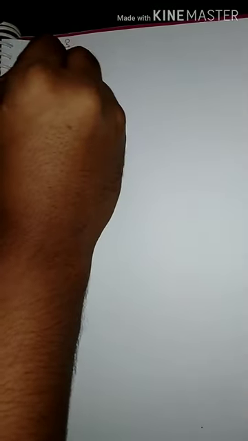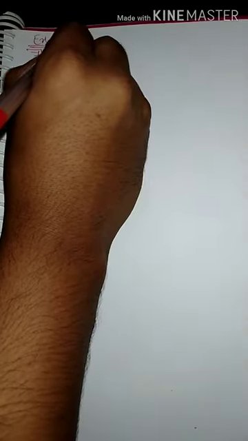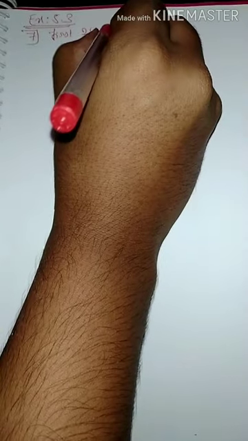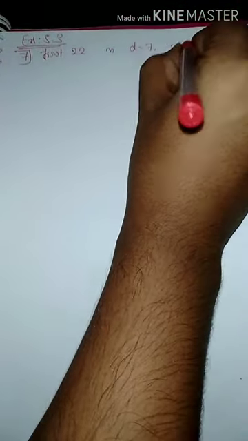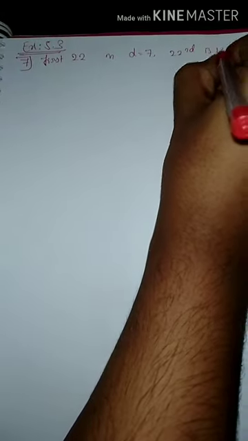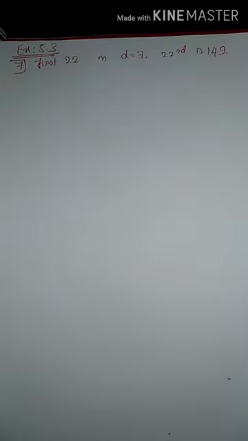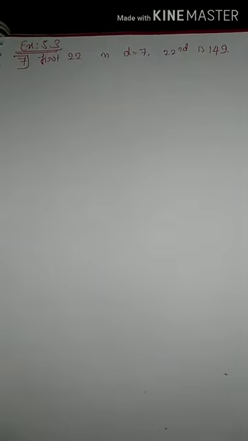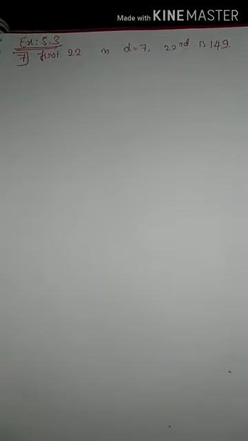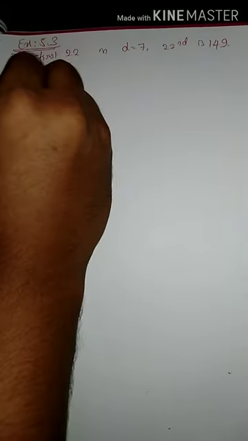And next, exercise number 5.3, seventh problem. And the seventh problem is: find the sum of first 22 terms of an AP in which d is equal to 7 and the 22nd term is 149. So once again I will repeat the question. Find the sum of first 22 terms of an AP in which d is equal to 7 and the 22nd term is 149. Solution.